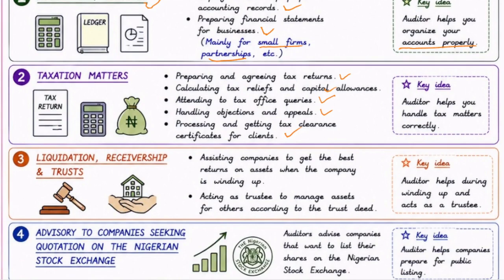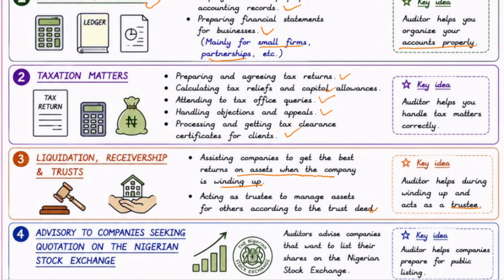The third one is liquidation, receivership and trust, which means assisting companies to get the best returns on assets when the company is winding up. They want to sell off their assets, and auditors help with getting the best returns on assets. They also act as trustee to manage assets according to the trust deeds. So auditors help during winding up and act as a trustee.